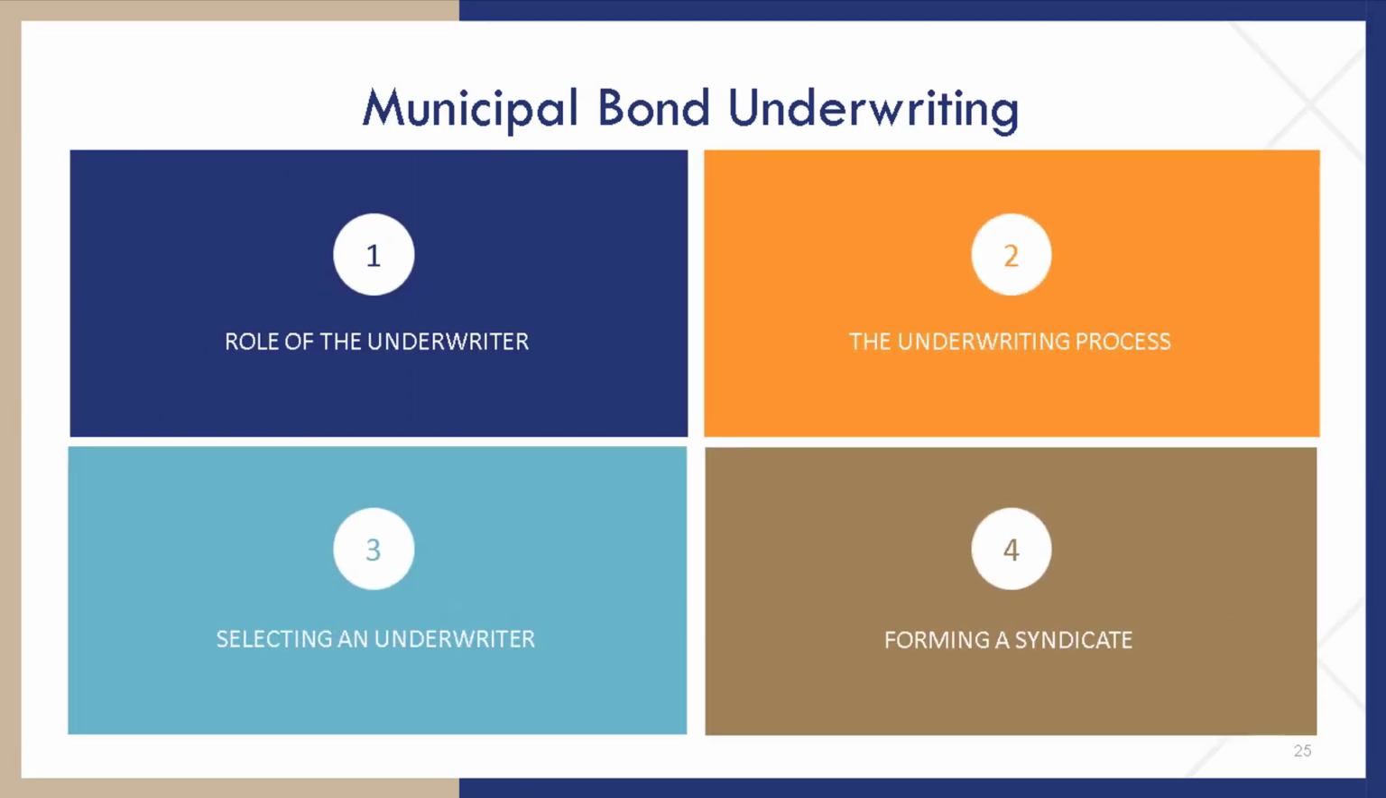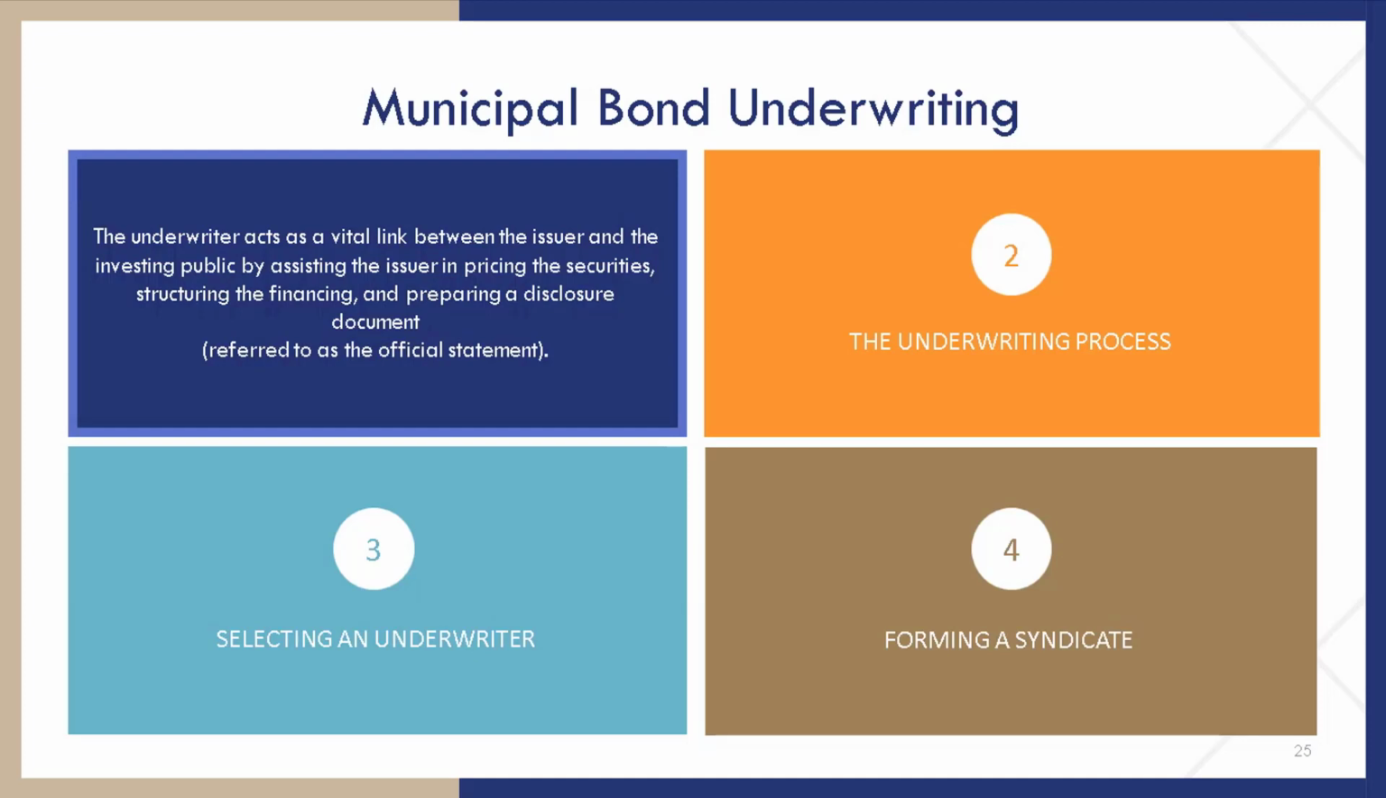So one, what's the role of the underwriter? The municipality might use either a competitive bidding process or a negotiated process, select investment bankers, and the underwriter acts as a link between the issuer and the investors. So they're basically getting the bonds from the issuer, the states and cities, into the investor's hands. They assist the issuer in pricing the securities, structuring the financing, preparing the disclosure documents.